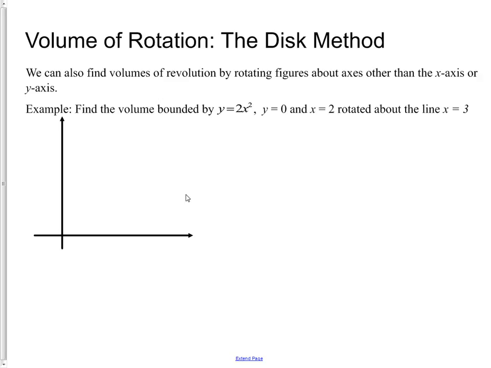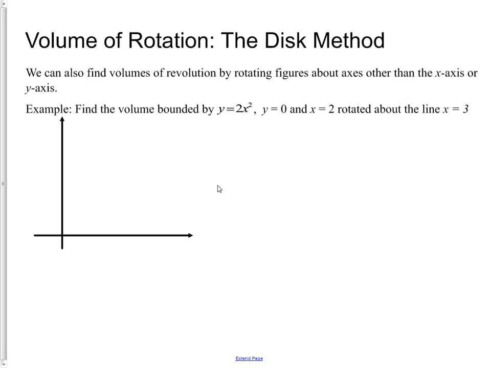Well, in light of some of the foregoing discussion that we've had about these volumes of rotation using the disk method, we can also find volumes of revolution by rotating about axes that are something not the x-axis or the y-axis. Let's go through a typical example of that. We're told to find the volume bounded by the curve y equals 2x squared, y equals 0, and x equals 2, and rotate it about the line x equals 3.